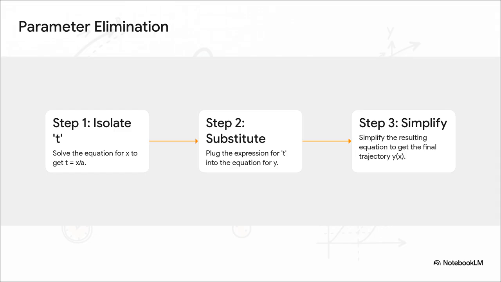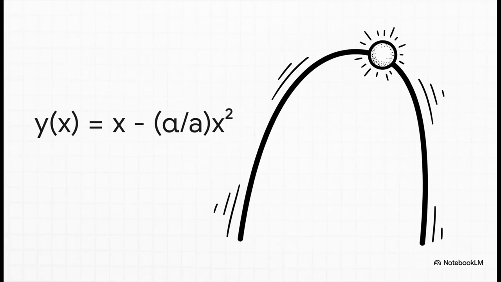First, we'll take the easier equation, the one for x, and just solve it for t. Then, once we have an expression for t, we're going to plug it into the y equation everywhere we see a t. After a little bit of algebraic cleanup, we'll have our answer. And voila, after that substitution and a little simplifying, we get this beautiful equation right here.